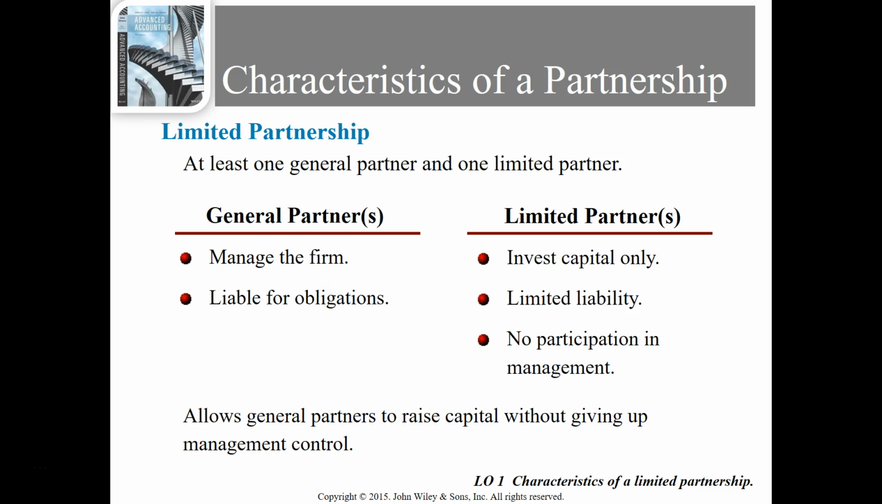Now, a newer form that we're quite well aware of with public accounting firms is the limited partnership, where I've got one general partner, one limited partner. The general partner may manage the firm and is liable, and typically, folks, they're going to have a little more compensation, a little more of a bonus, some sort of incentive. Whereas a limited partner is going to invest capital only, have limited liability, and usually no participation in management. It depends. Again, it does depend.